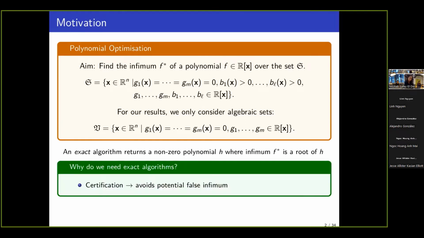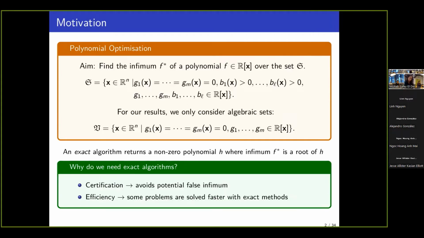This has several advantages and is required for many different things. So firstly, as we've heard a lot about today, there's the issue of certification. So this avoids any potential false infimums that can occur using numerical methods. There's also an issue of efficiency. So for certain problems, exact methods can actually be faster than using numerical methods, and that's either just by applying them directly or by using them as a kind of preconditioner to speed up the semi-definite programming.